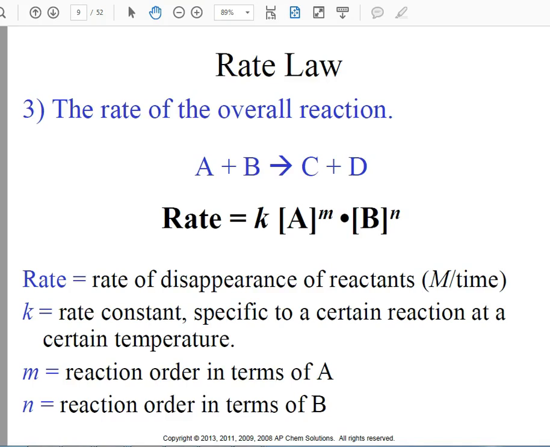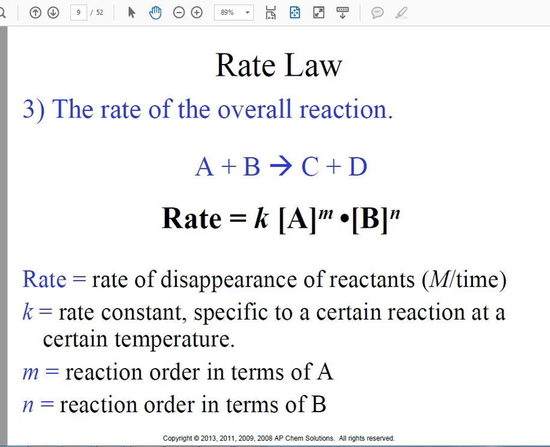Last section we talked about finding the rate for a particular reactant and how quickly it's disappearing, and we also talked about finding the rate for a product and how quickly it's appearing. We talked about average rates, doing the change in concentration over time, as well as instantaneous rates where we're finding the slope of that tangent line. Well, today we're going to talk about the rate of the overall reaction.